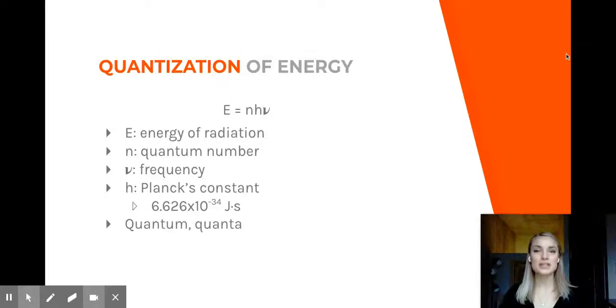And so this is the important idea of quantum amounts, or of quanta, quantum singular, quanta plural. This is a packet of energy, a fixed amount of energy, not slightly less or slightly more, but exactly a certain amount of energy.